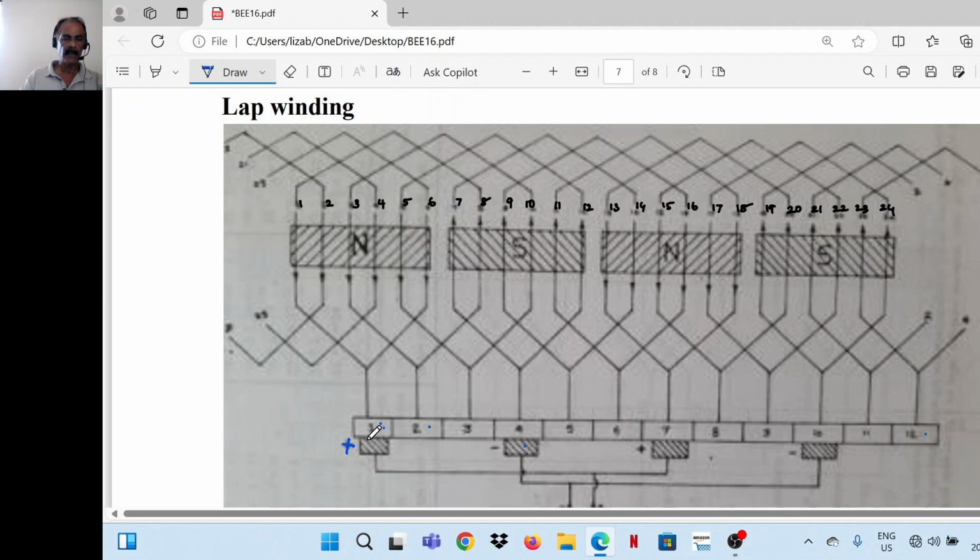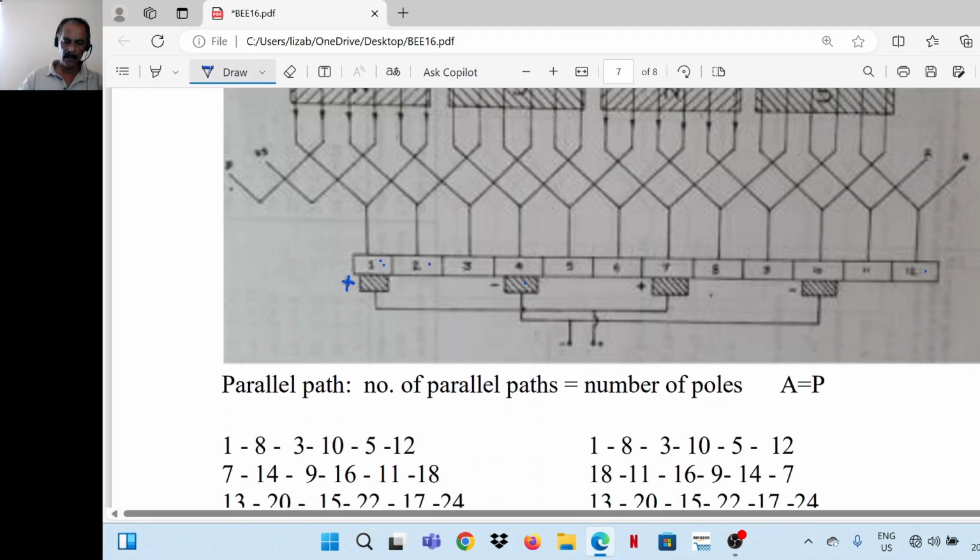So from the positive brush, let's start. Segment number 1 is connected to conductor 1. 1 is connected to 8. 8 is connected to 3. 3 is connected to 10. 10 is connected to 5. 5 is connected to 12, and comes to the negative brush. So all these conductors are connected in series and connected across the positive and negative brush.